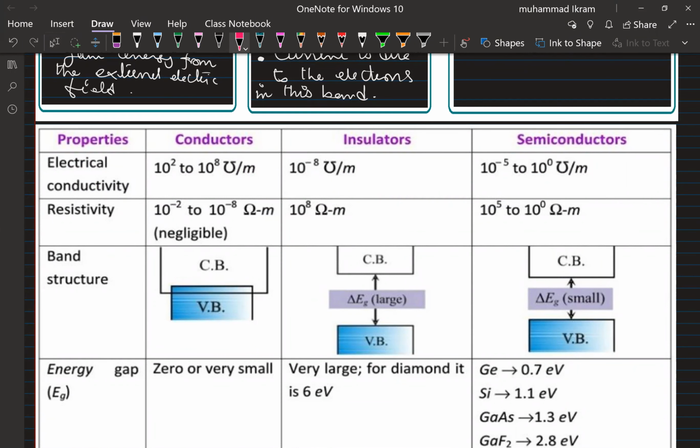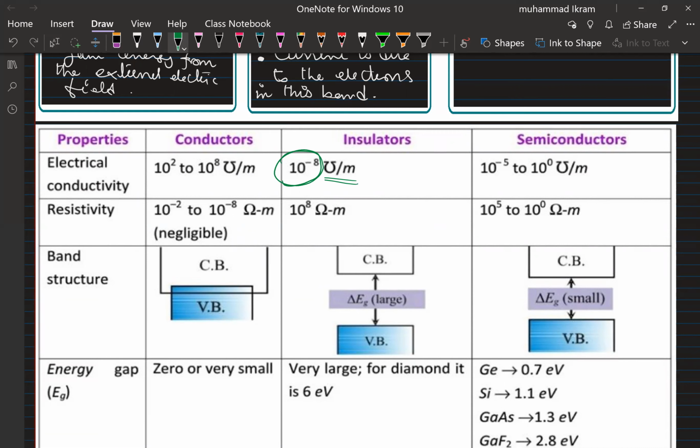So for the conductors, the electrical conductivity is between 10 to the power 2 to 10 to the power 8 Siemens, whereas for the insulator, it is very small, of the order of 10 to the power minus 8. Therefore, insulators are bad conductors of electricity. This is the unit of conductivity, mho per meter, right?